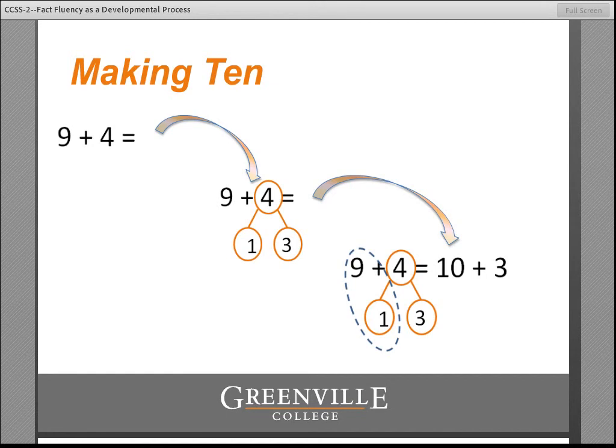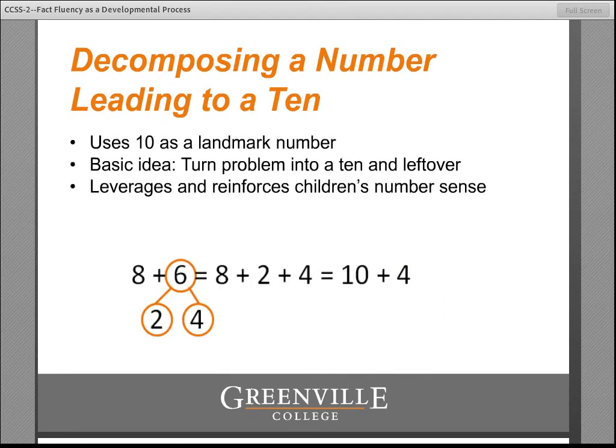Class, Ramel says that 9 plus 4 is the same as 10 plus 3. Do you agree or disagree with that? Give me a thumbs up or a thumbs down so I can see what you think. And then we would, in a choral voice, respond to the question, what is the sum of 9 plus 4? So I'm trying to pull in the rest of my class to maintain their thinking about what's going on as we share strategies.